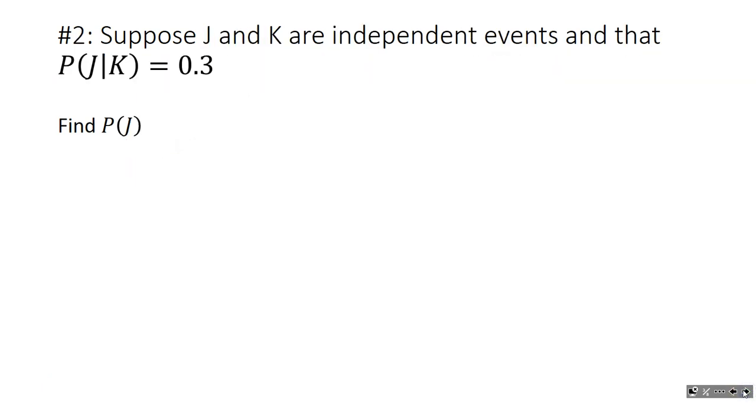Now let's go to our second problem. Here we're told that J and K are independent events, and also that the probability of J given K is equal to 0.3. Now if J and K are independent, it tells us two things, and this is really from the definition of independence in this chapter. It says that the probability of J given K is just equal to the probability of J.